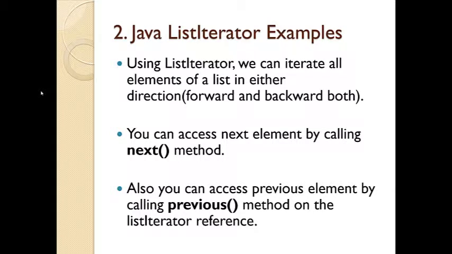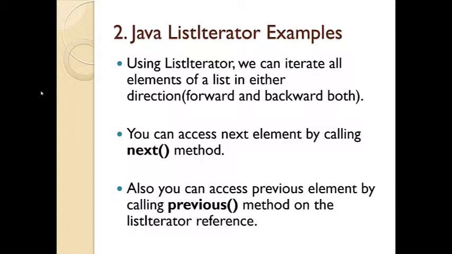My name is Praveen. In this Java collection discussion, we have so far discussed Iterator. After Iterator, the next topic is ListIterator. With ListIterator, we can iterate all the elements of my list either in forward direction or in backward direction. Starting with the difference between Iterator and ListIterator: as the name says, Iterator is generic.